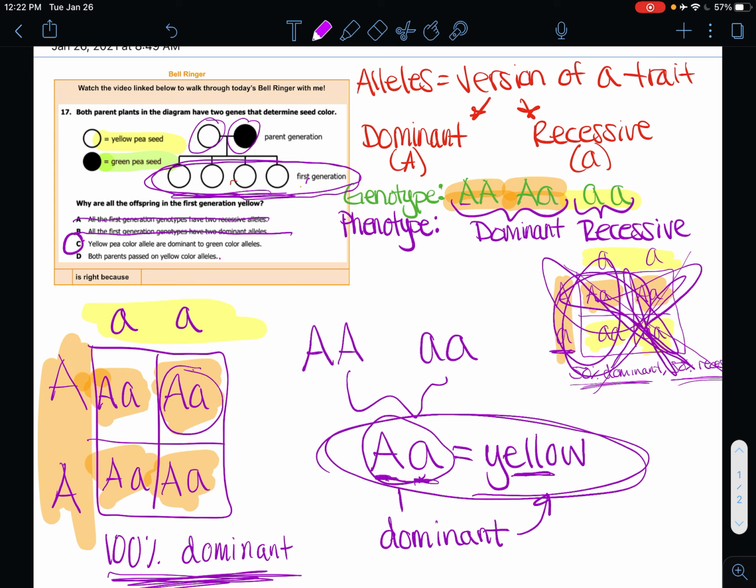So absolutely. D is going to be incorrect because one parent passed on the yellow color allele, or the dominant, but one parent only passed on lowercase letters, so that recessive. So they both did not pass on yellow. One of them passed on the green, but yellow is dominant, so it won out. Ooh, that's a lot that goes on in that question.